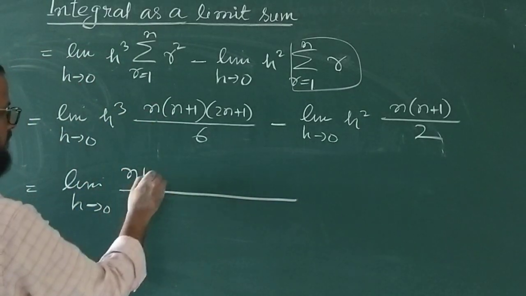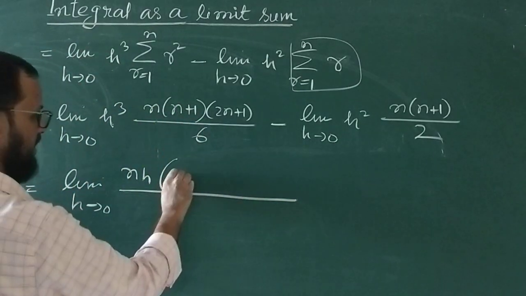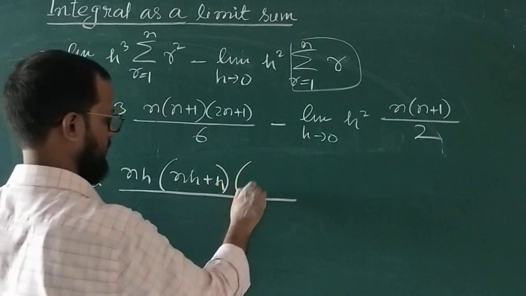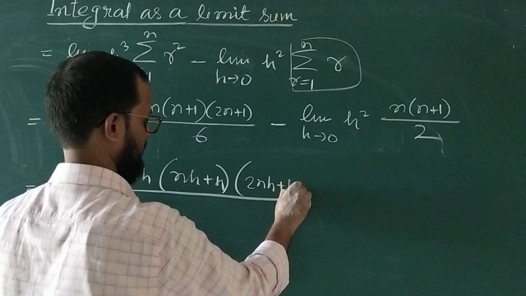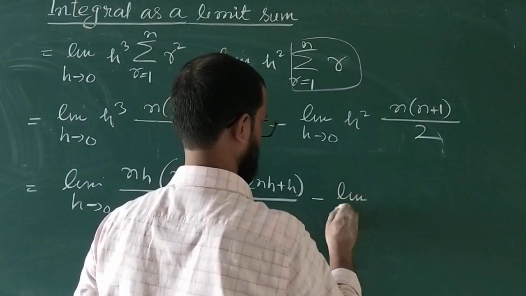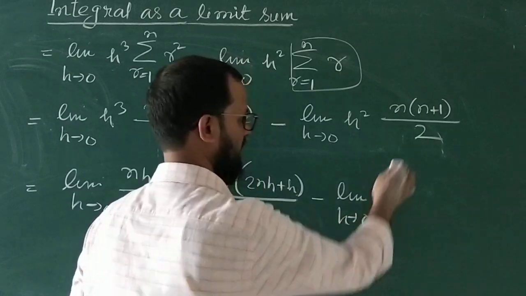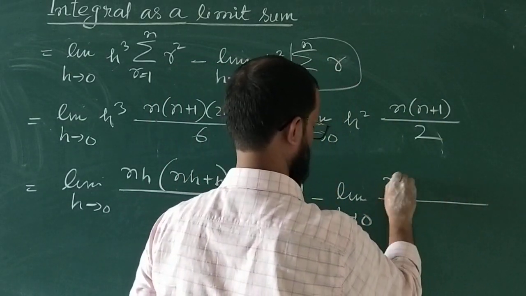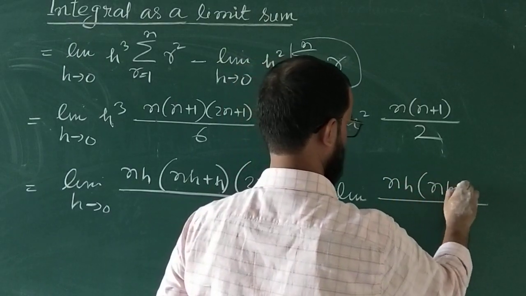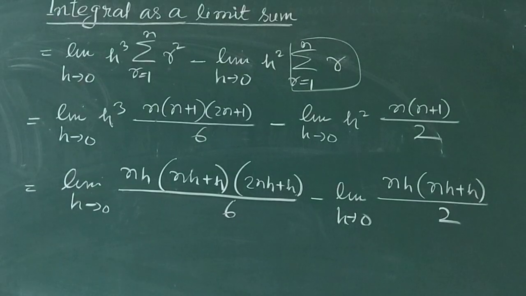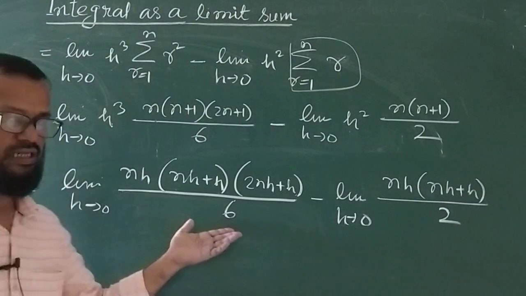nh. One h is multiplied with this. Another is nh plus h. Then this one is 2nh plus h by 6, and minus limit h tends to 0. Here there are two factors, 2h. So you can say nh, that is nh plus h divided by 2. Okay, so finally we are getting this type of expression.